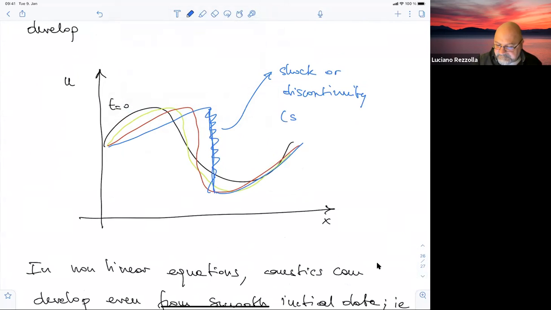This is called wave steepening, because the wave becomes steeper and steeper up until it leads to a shock. Okay, so I will stop here. Go ahead with questions if you have any.